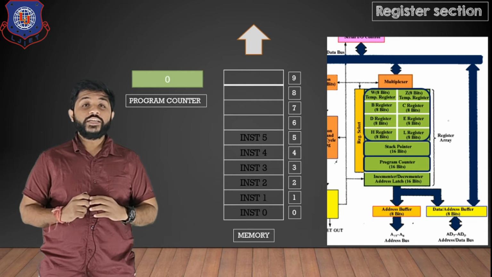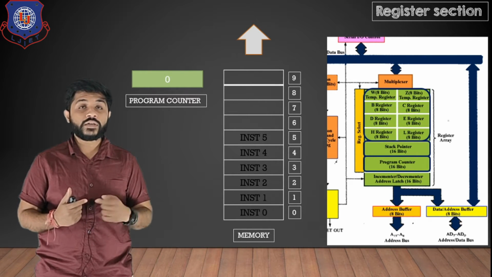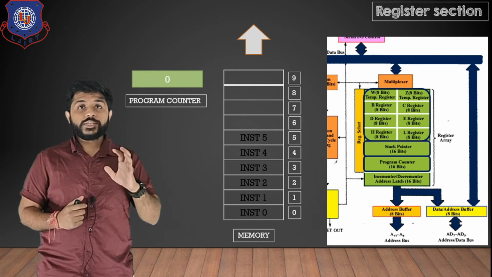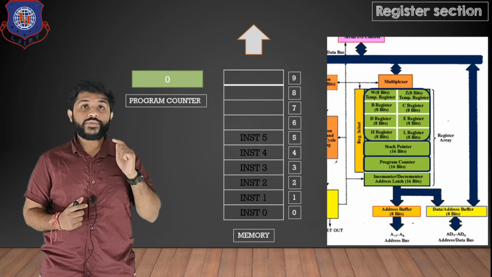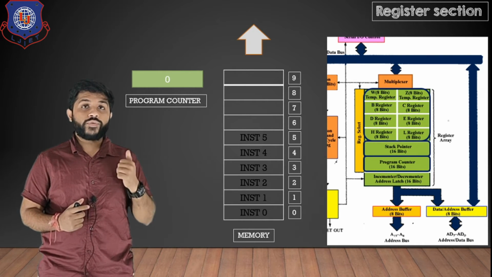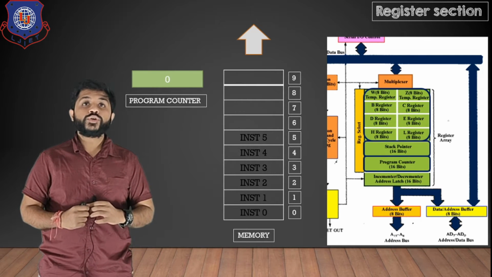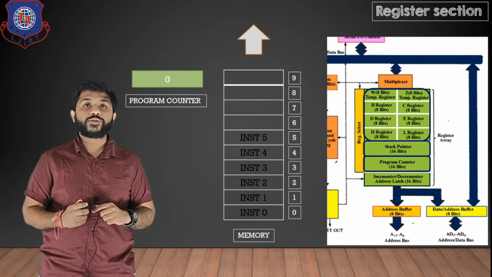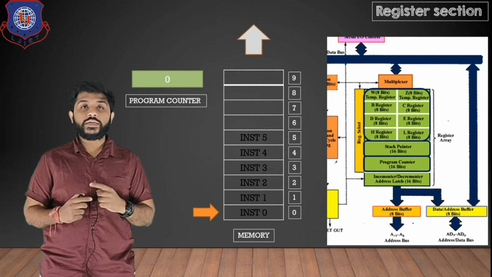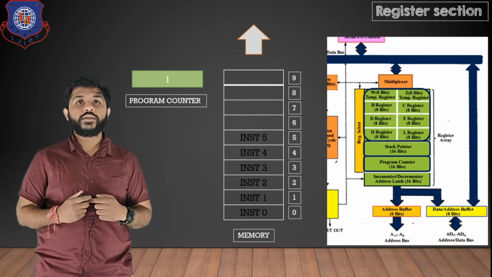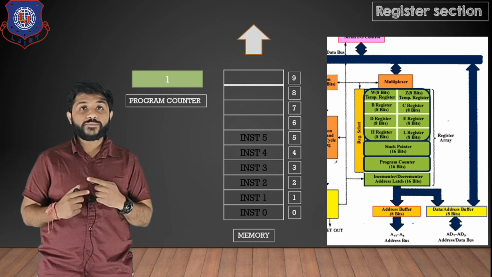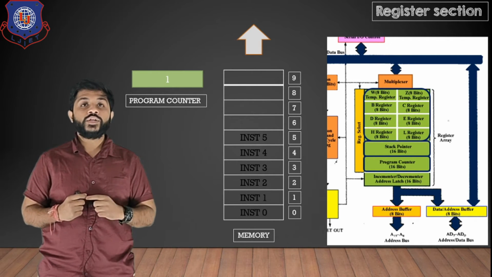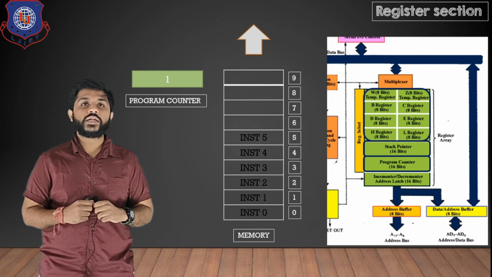So you can see initially when you start the microprocessor, the value of the program counter will be 0. Now whenever the processor wants to fetch any instruction, it will see the value in the program counter. Right now the value in the program counter is 0, so the processor will fetch the instruction from memory location 0. It will decode that instruction and execute it. After the fetch process of instruction 0 is done, the value of the program counter will be incremented. So you can see the value of the program counter is now 1.